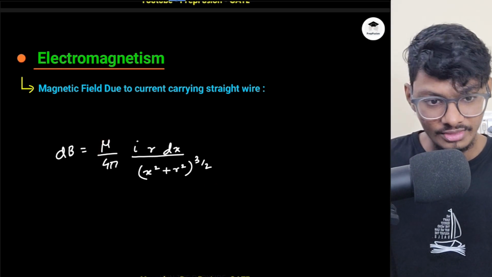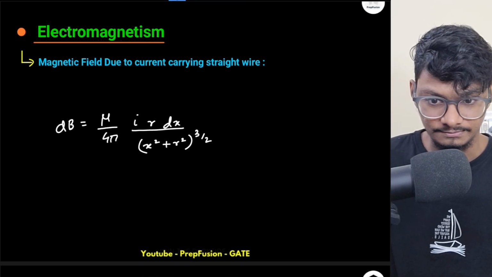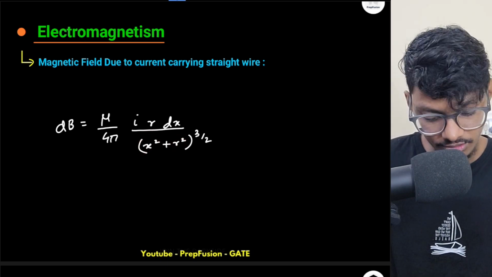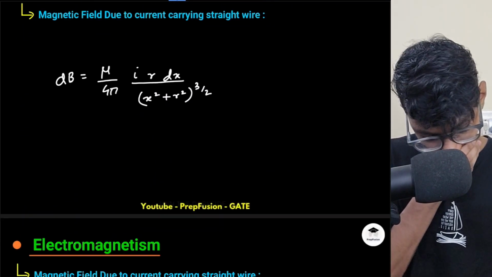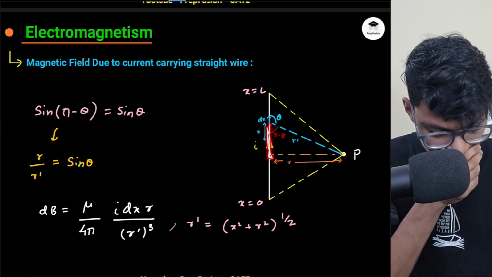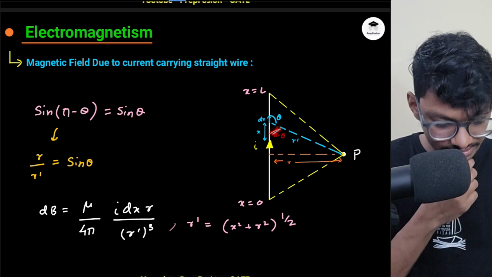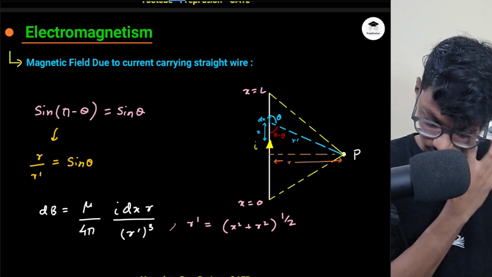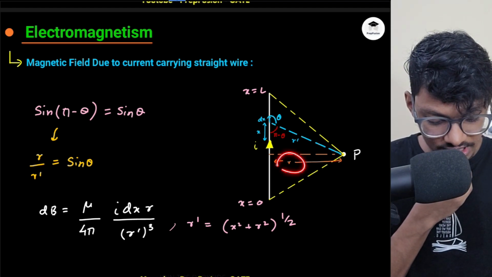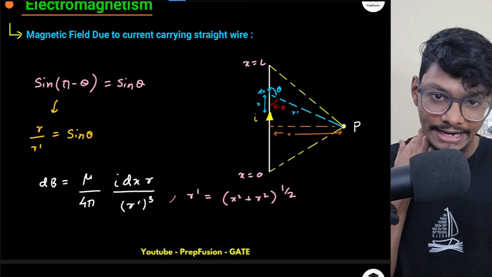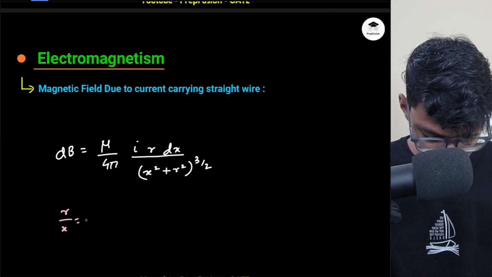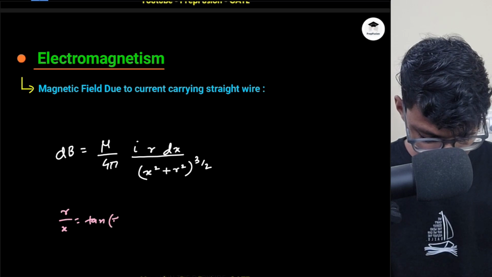What substitution will I do? I will use the simple formula tan theta. What I can observe is the relationship between x and r, and I will write that in terms of theta. Do I have the diagram here? No, I don't have the diagram. If I observe here, x is this height and this angle is pi minus theta. So what is r by x? R by x will be tan of pi minus theta. I hope you know simple trigonometry.